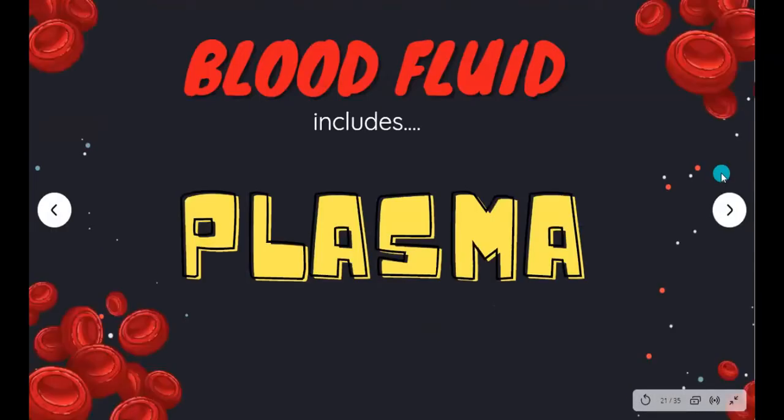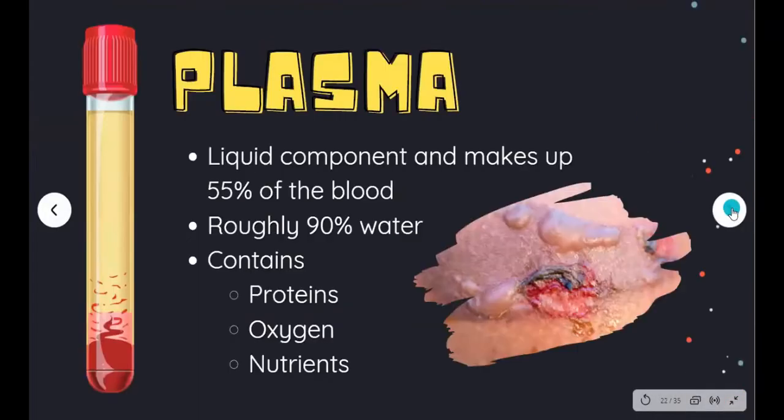Now, have you experienced getting burns? And have you noticed the clear liquid that accumulate from the burned skin? Now, this is your plasma. Plasma is the liquid component that makes up 55% of the blood. Plasma is roughly 90% water and contains proteins and other substances like oxygen and nutrients. Your blood cells are suspended as well in the plasma.